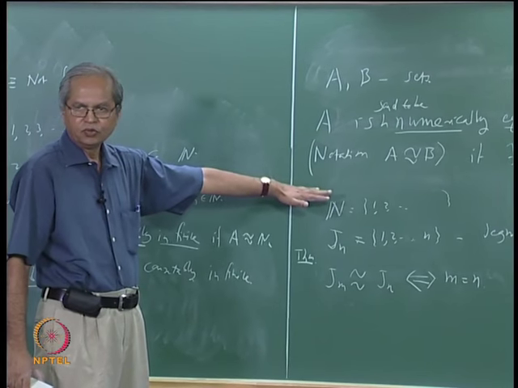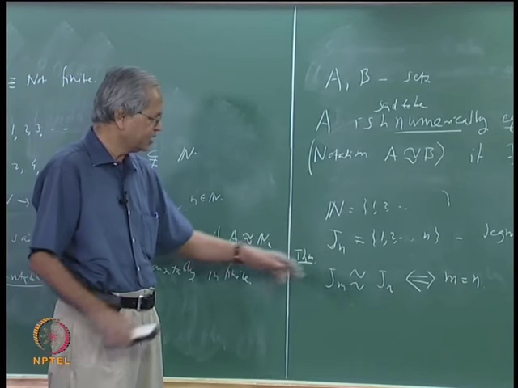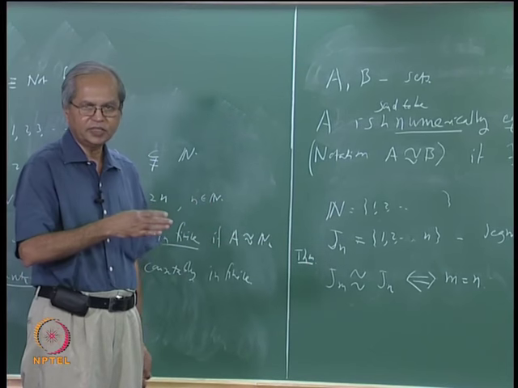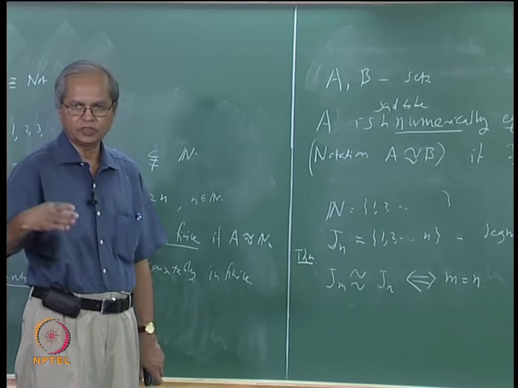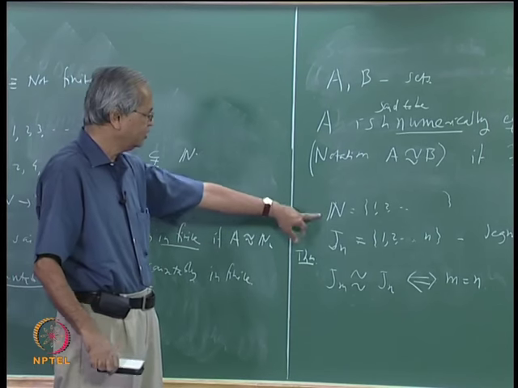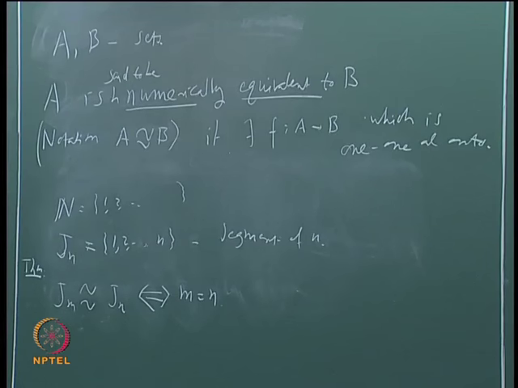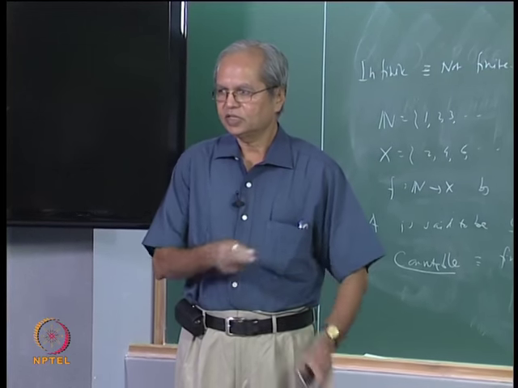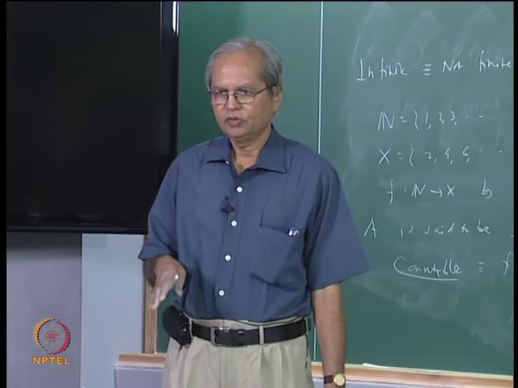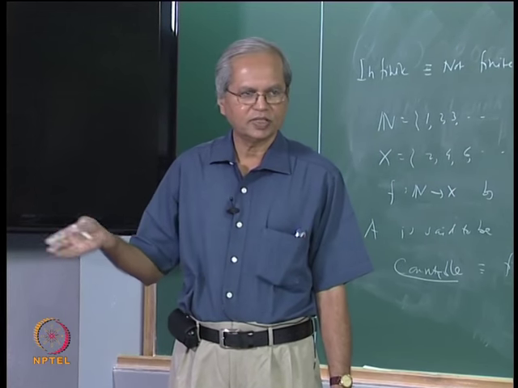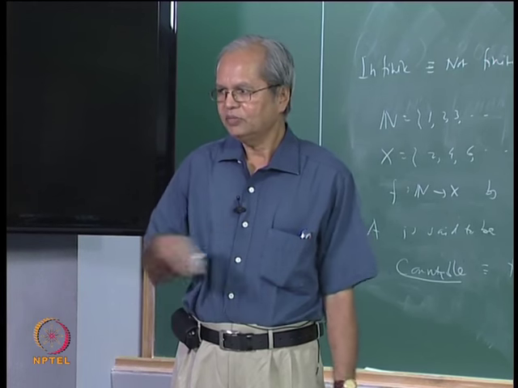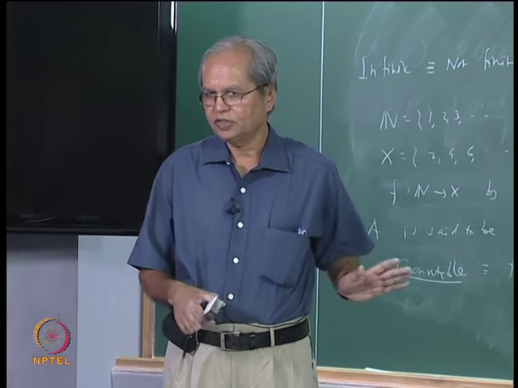N. If it is equal to one of these Zn's, it has N elements, and I can write those elements as A1, A2, etc. If it is numerically equivalent to N, we can still write the elements as A1, A2, etc. But the only thing is there will be no last element. So when the set is countable, its elements can be arranged in a certain order. First, we can talk of what is the first element, what is the second element, etc. And they can be counted in that order, and that is why it is called countable.